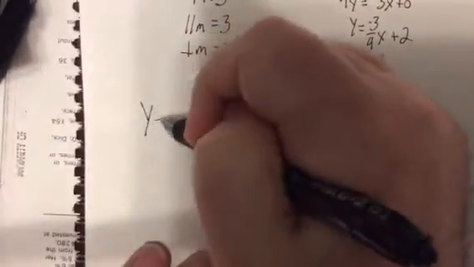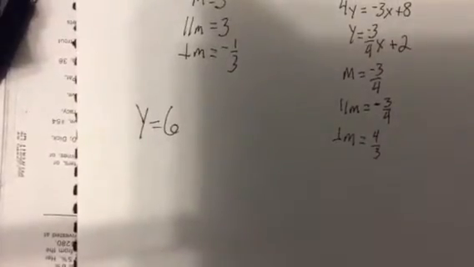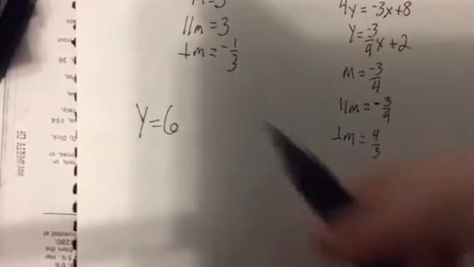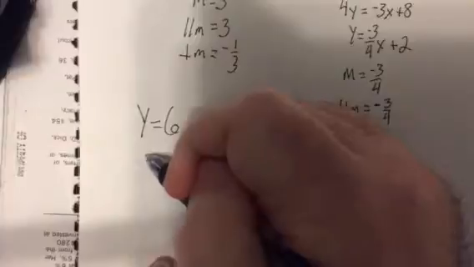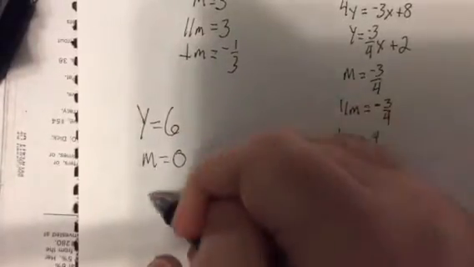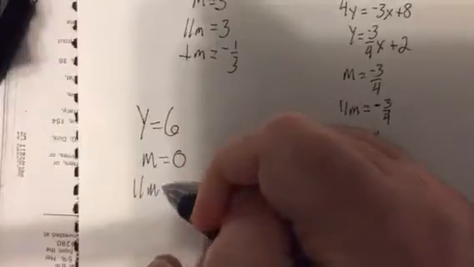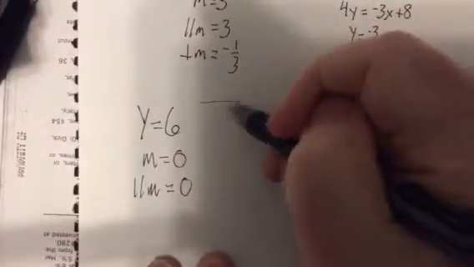Now there is a special one. What if I said y equals 6? And you'd say, wait a minute, x equals a number is a vertical line whose slope is always undefined. So y equals a number is not vertical, it must be horizontal. And the slope of a horizontal line is 0. So then the parallel slope is also 0. It must also be horizontal so they don't cross.